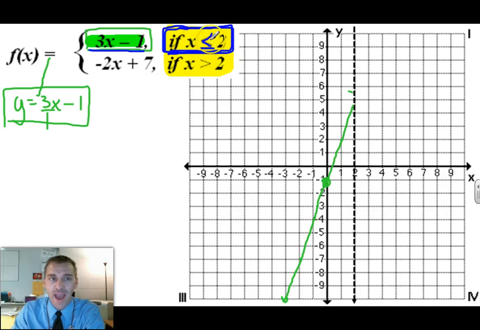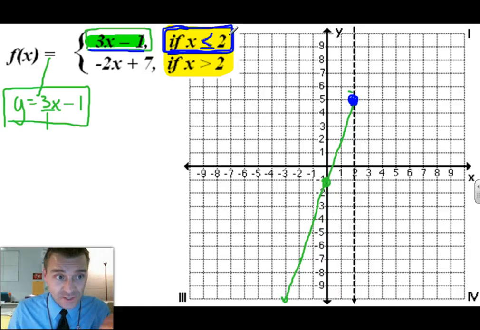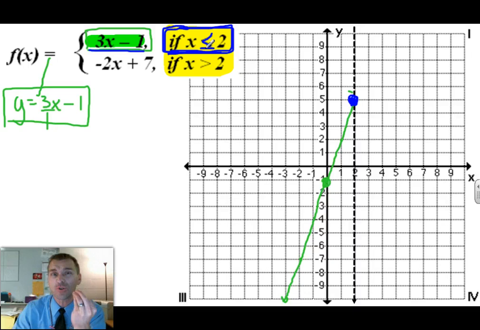So at my x is less than or equal to 2, right here, I'm going to put a closed circle. Why would I put a closed circle? Because again, as we go back to just regular old inequalities, if it's a less than or equal to, it means it includes the actual solution or includes the input.